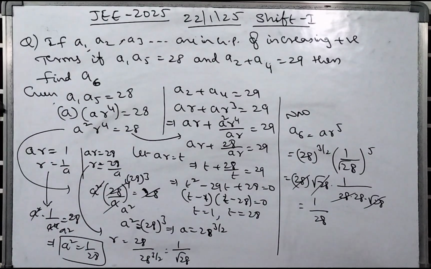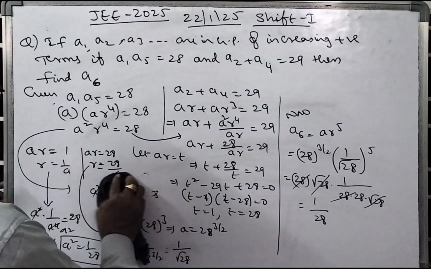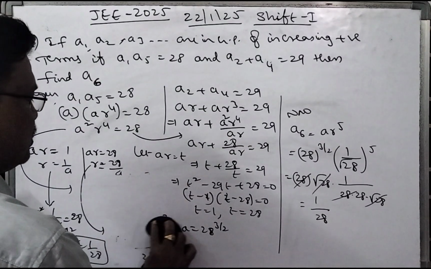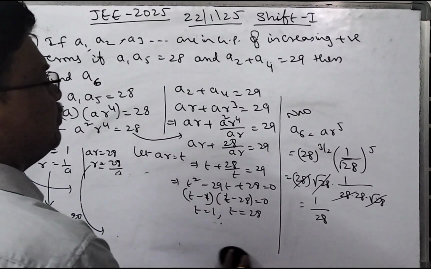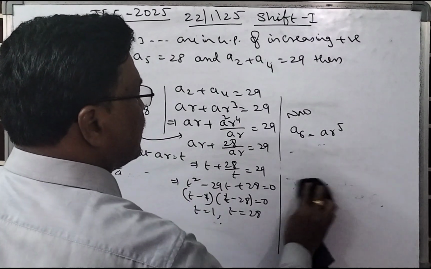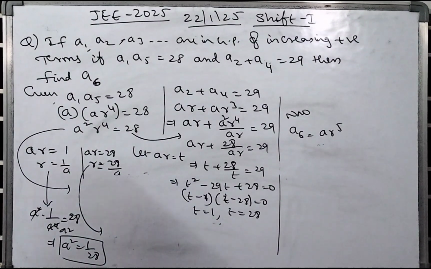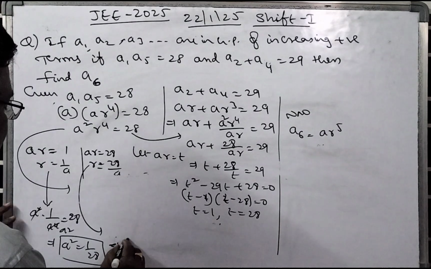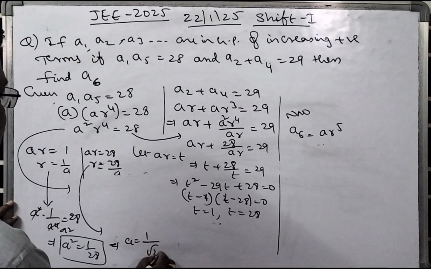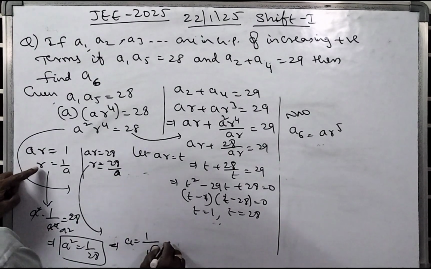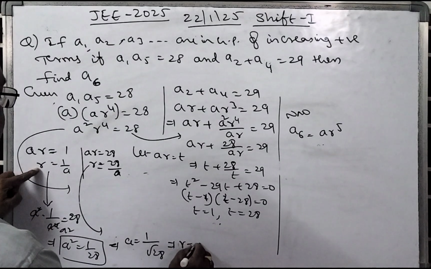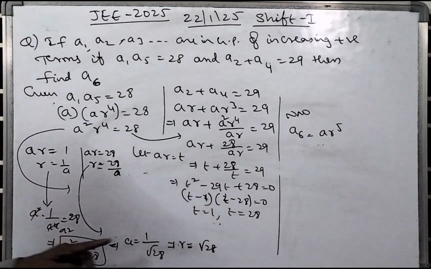Now I am removing this. Why? Because this one is not satisfying options. So that's why we need to go for the second value. Let us check whether this value satisfies the options or not. So a square is equal to 1 by 28 means a is equal to 1 by root 28. Now r is equal to 1 by a, that is nothing but root 28. Now we got a and r values.